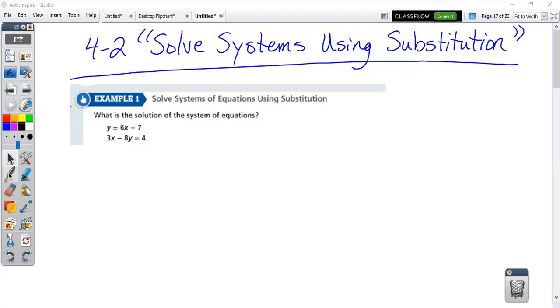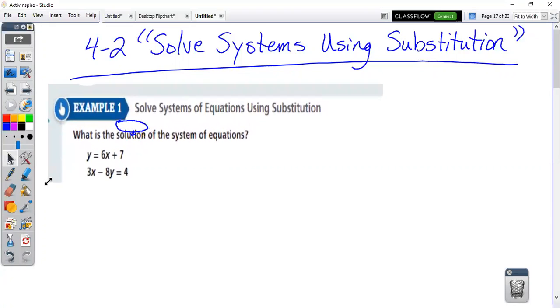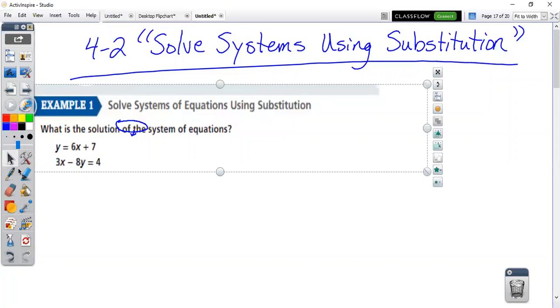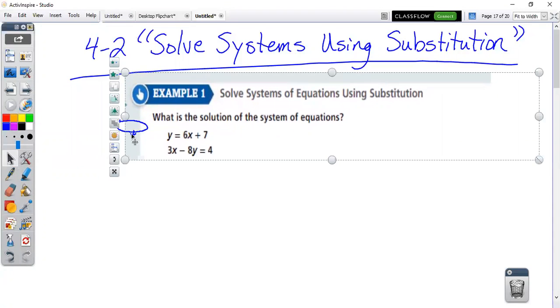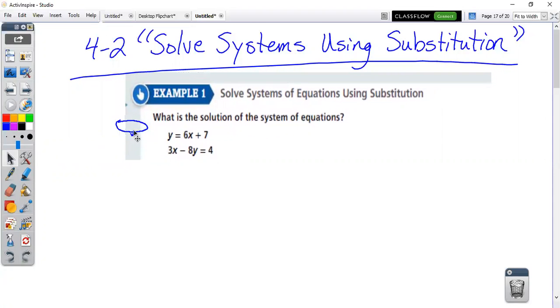So what I'm going to do is take what y equals, 6x plus 7, and plug that in for y in the other equation. Plugging that in for y in the other equation. Let's see if I can make that bigger. Oh, yeah, that's much better.